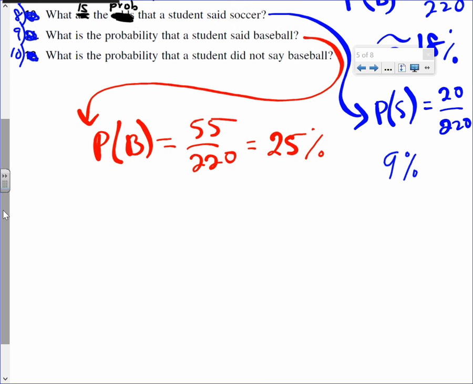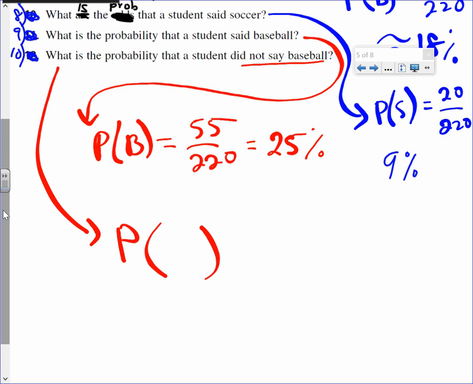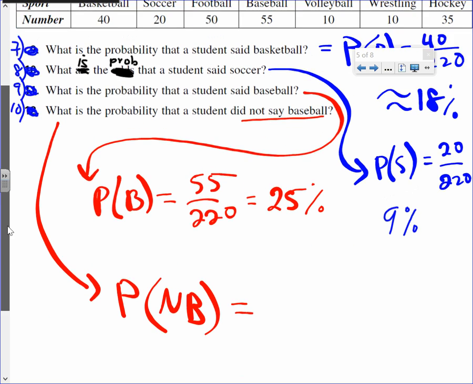Last example, and we're done with our notes. Questions so far? Number 10 is kind of weird and funky, but it still makes sense. What's the probability if someone did not say baseball? So I'm going to put NB, not baseball. How many people said not baseball?